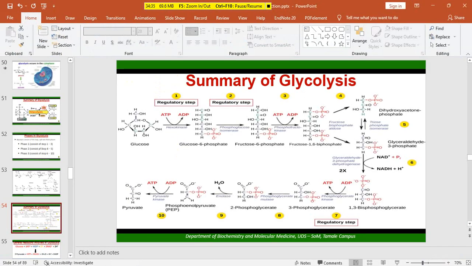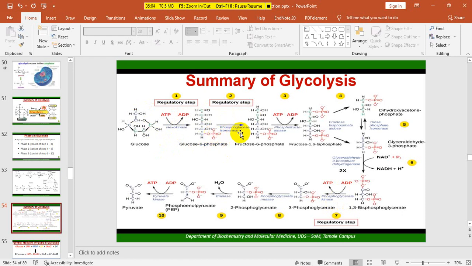So let's go through. Hexokinase is a committed step. Phosphoglucose isomerase is a committed step. Then the phosphofructokinase step is also a committed step. Okay, so we see glucose, we add phosphate to it. We get the phosphate from ATP and add it to carbon 6, giving us glucose 6-phosphate on carbon 6.